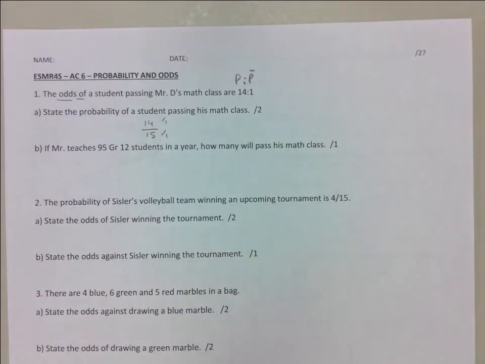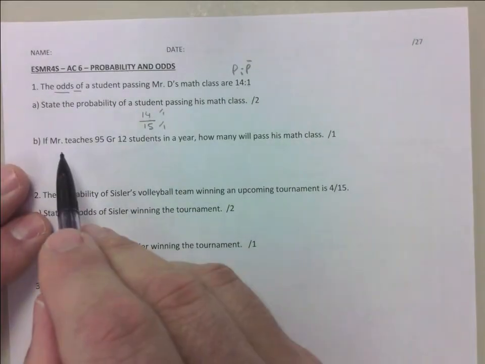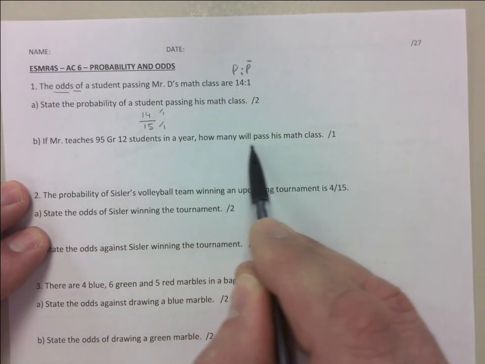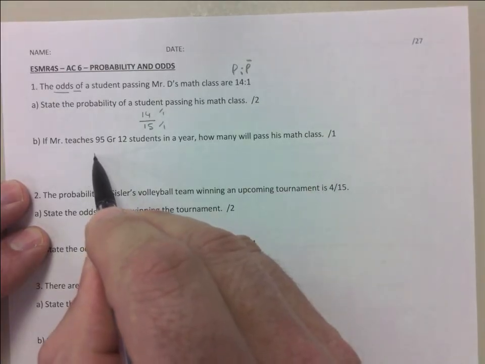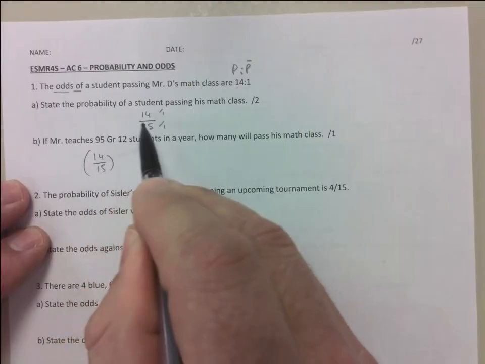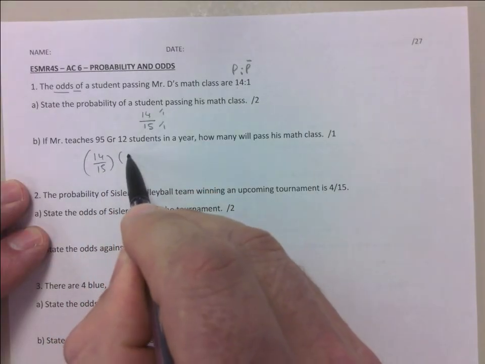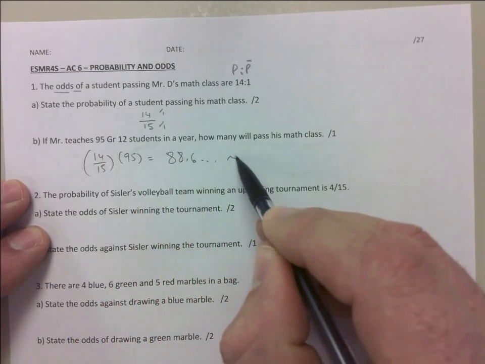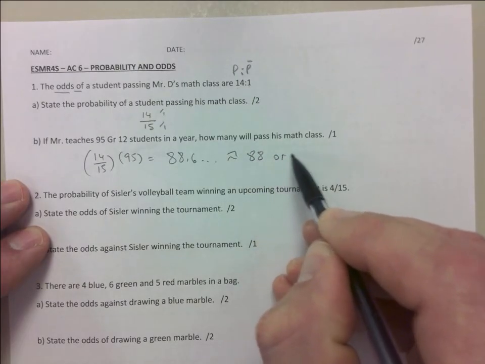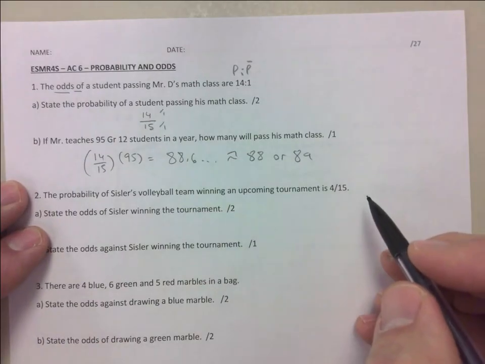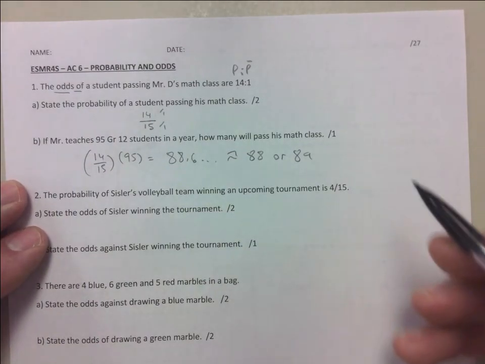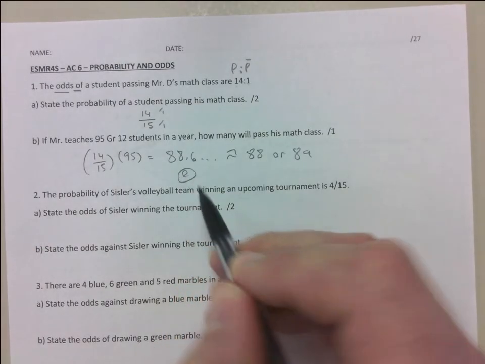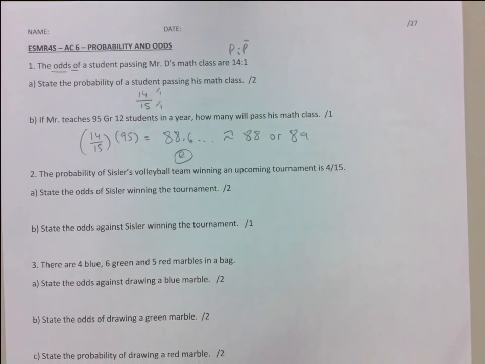I'm going to be gracious today because I want to see if you're grasping this. If Mr. D teaches 95 grade 12 students in a year, how many will pass the math class? So you take that probability, whatever you got in A, and you multiply it by 95. You get 88.6, that keeps going. So whether you said 88 or 89, both of them are fine. You get a mark for that. If you left it like this, take off half a mark for rounding. That would be a rounding error if you just kept it at 88.6, okay?